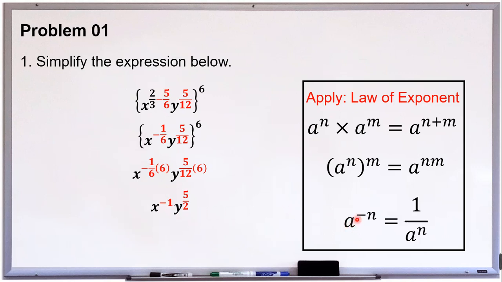So if we have an expression a raised to a negative exponent n, to eliminate the negative exponent, this will become 1 over a raised to n. So this expression will be brought to the denominator. So the final answer here is simply y raised to 5 halves, and then this expression x raised to negative 1 will be brought to the denominator. So you have the final answer y raised to 5 halves all over x.